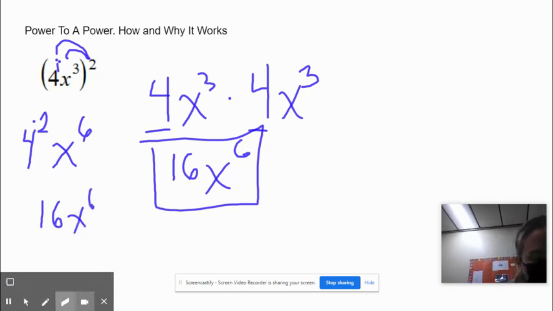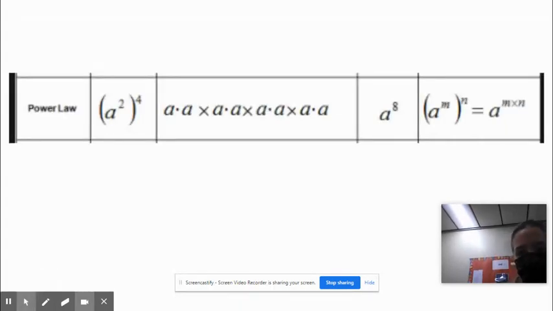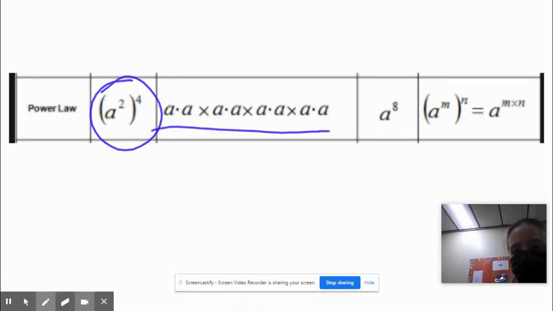So in summation, the rule is when you're raising a power to a power, it expands like this, but you're really just multiplying the exponents.